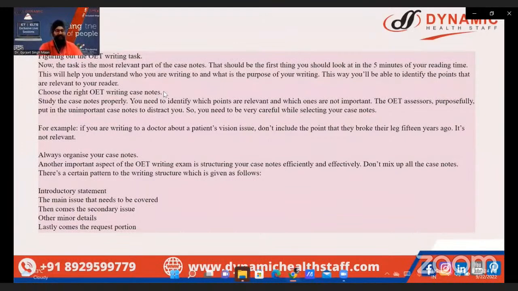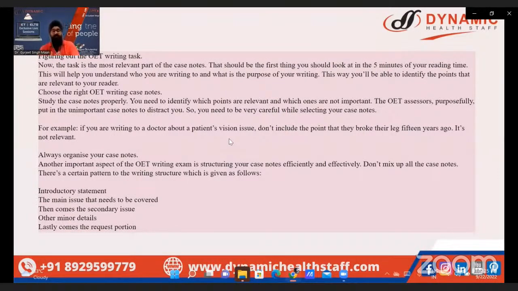Then choose the right OET writing case notes. Just choose those case notes which are important. Study them properly, identify which points are relevant and which are not, and only use those. If I'm writing to an ophthalmologist about a patient's vision issue, we are not required to write that they broke their leg 15 years ago. That will not be acceptable. It will be irrelevant, so it will just be negative marking for you. Remember this one.